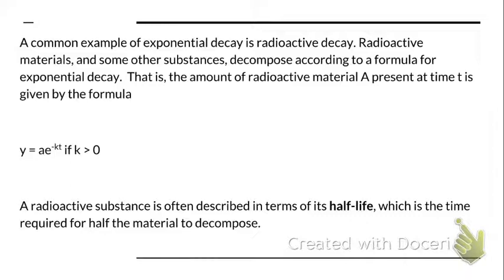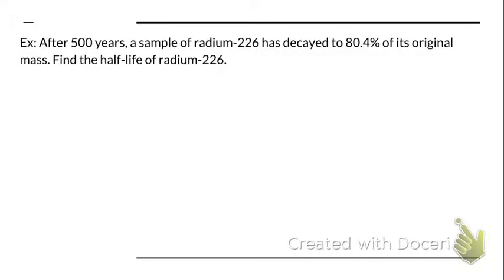So a radioactive substance is often described in terms of its half-life. That's the time it takes for it to decompose to half of the original amount from when you started counting. So here's an example. After 500 years, a sample of radium-226 has decayed to 80.4% of its original mass. Find the half-life of radium-226.